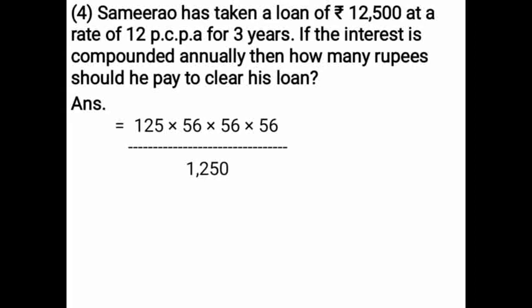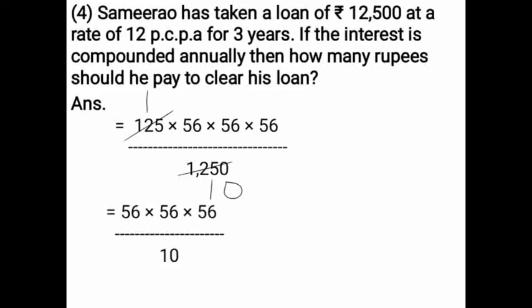Now again you have to do the cancellation of number 125 and number 1250. 125 ones are 125, tens are 1250. That is equal to 56 into 56 into 56 upon 10. Now you have to multiply this. 56 cube, how much is the answer?